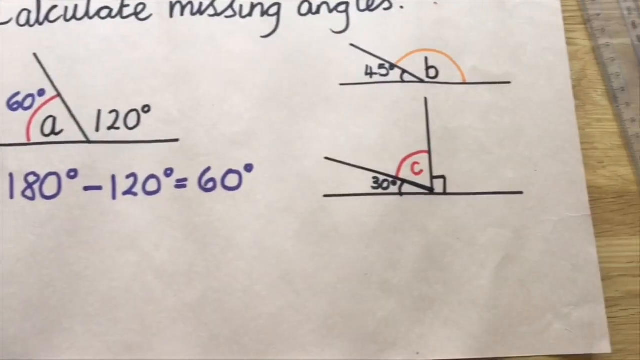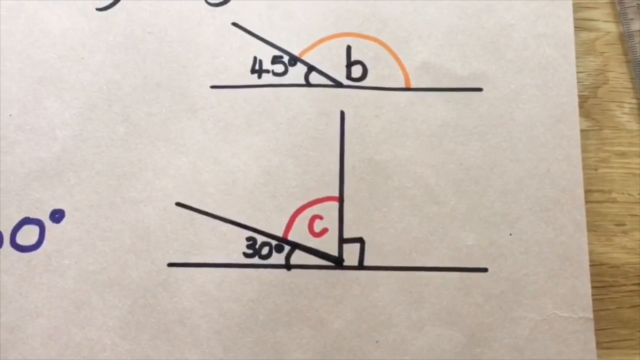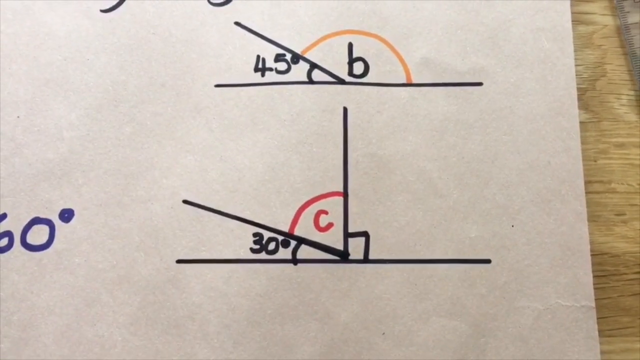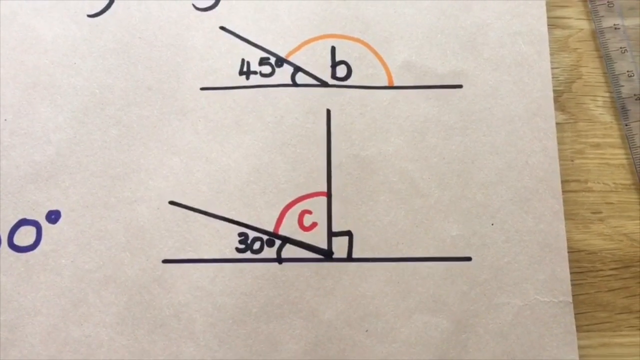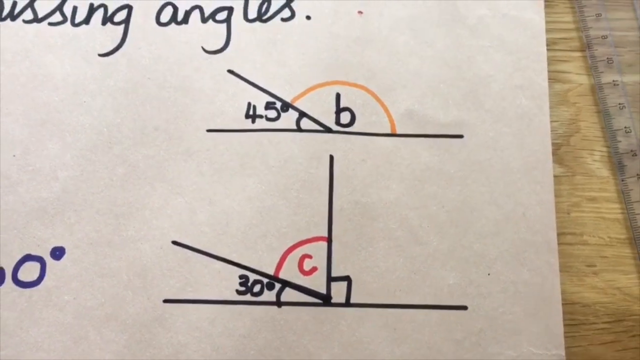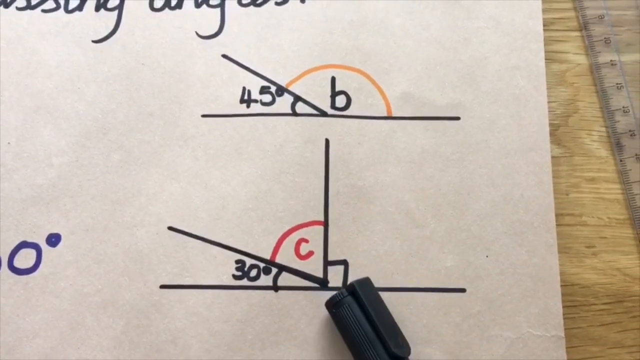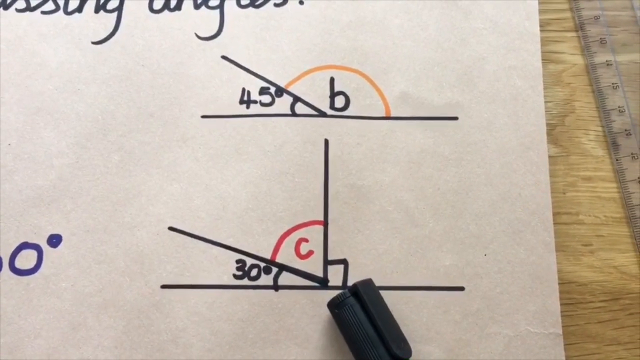Your turn again. Take a look at these. Which angles are already given? How can we use this to calculate the unknown angles? What does this symbol mean? What size angle is that?